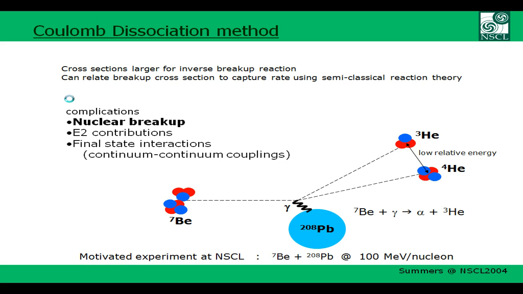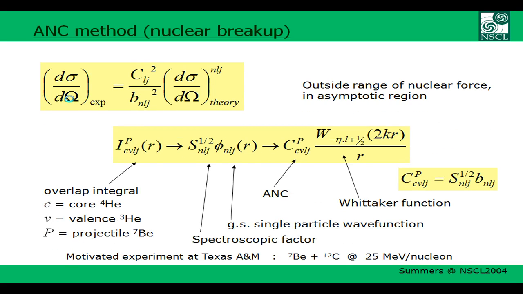And then finally, there are also final state interactions here with the target that of course don't exist in the real reaction, because there's no lead in the reaction of interest. So these are all complications that you have to deal with when you use the Coulomb dissociation method.